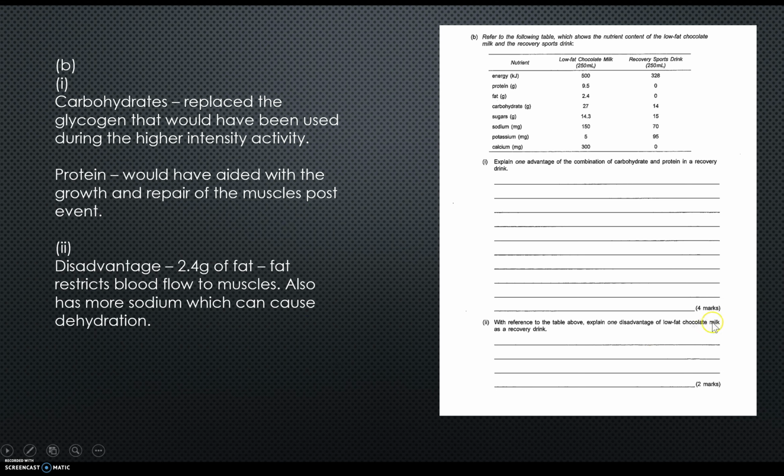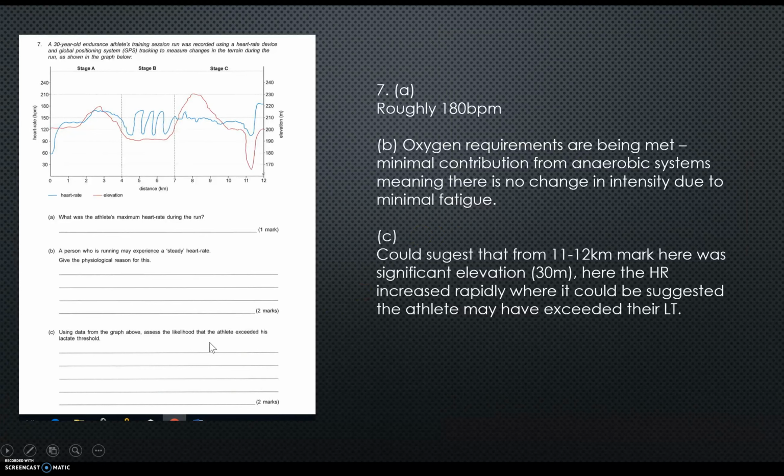If we're looking at a disadvantage of the low-fat chocolate milk, again, just reading off the graph, I've mentioned 2.4 grams of fat and the restricting blood flow of the muscles. You could also mention something about the sodium. There's a higher sodium level there. So those sorts of things could be considered a negative.